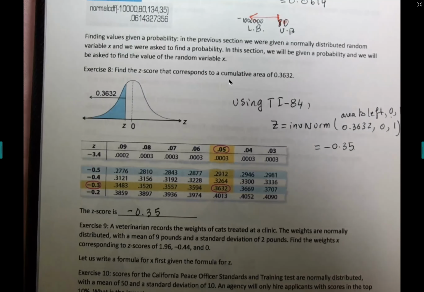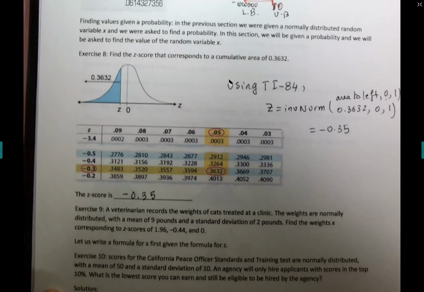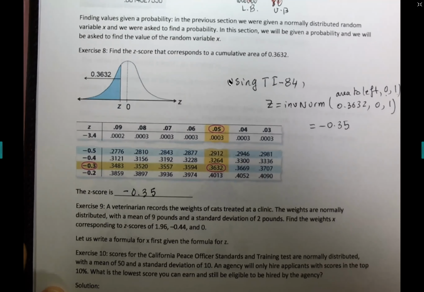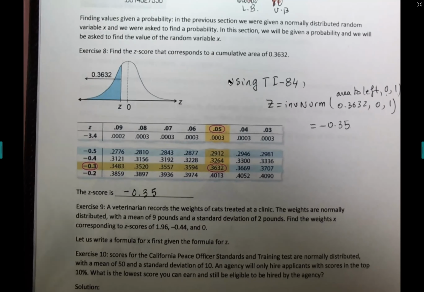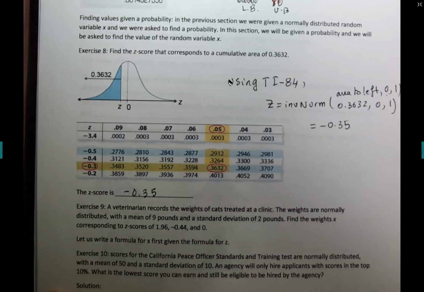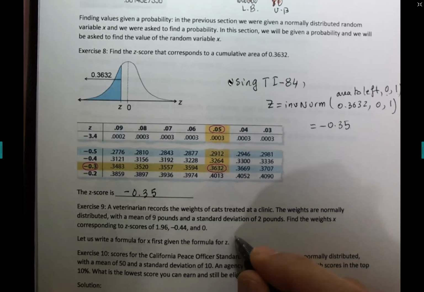Okay, exercise 9. Let's do this exercise together. A veterinarian records the weights of cats treated at the clinic. The weights are normally distributed with a mean of 9 pounds and a standard deviation of 2. Find the weight X corresponding to a z-score of 1.96, negative 0.44, and 0. Well, let me write a formula for z, guys, first of all. This is the formula for z.